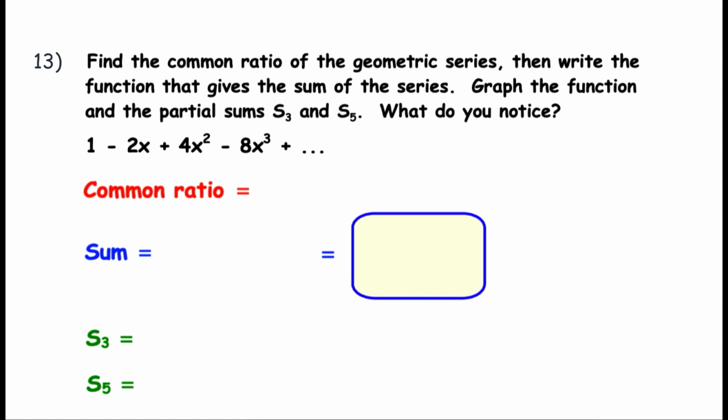First off, the common ratio, what are you multiplying by each time? Going from 1 to 2x to 4x squared to 8x to the third. Obviously, you're multiplying by 2 and by x, but since the signs are changing, you're also multiplying by a negative. So the common ratio here is negative 2x.